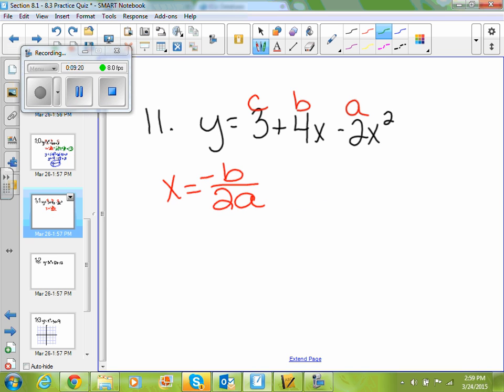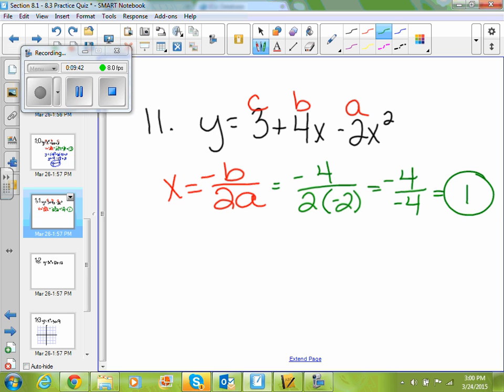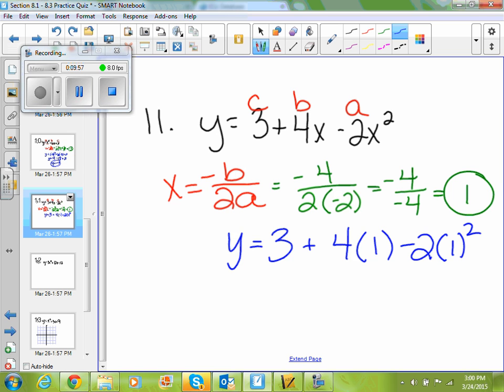If I plug all that in, then I get negative b, well, b is 4, over 2 times a, and what's my a? Negative 2. What's 2 times negative 2? Negative 4, and negative 4 divided by negative 4 is 1, so x is 1. Then I plug that in for x in my equation. Everywhere I see an x, I put 1: 3 plus 4 minus 2 times 1 squared.